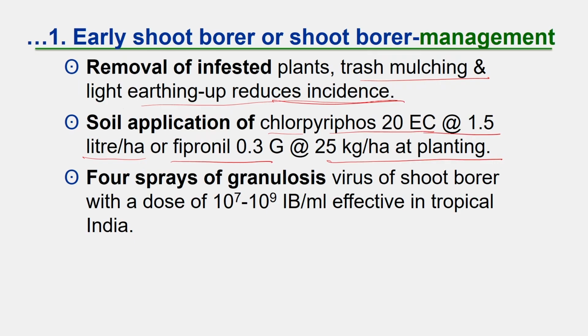4 sprays of granulosis virus of shoot borer with a dose of 10 to the power 7 to 10 to the power 9 IB per ml are effective in tropical India. So, biological control method is also available for early shoot borer insect.